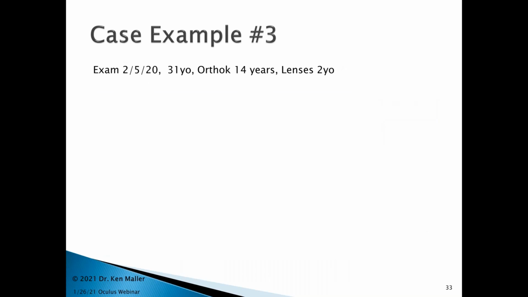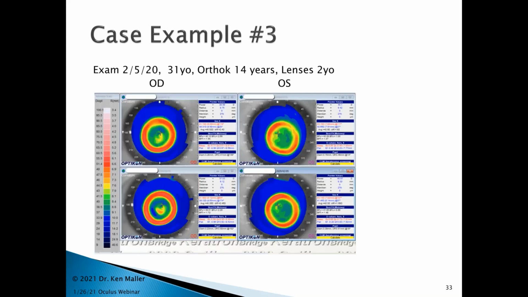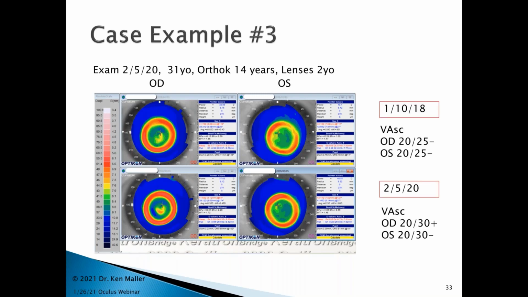She comes in 31 years old. She's 14 years into Ortho-K. These lenses are now 2 years old. And we can see now that there's something very definitively odd about the right eye centrally. It's got a little red blip now, what was a little yellow area there. And we can also see the acuity is not bad. It's dropped from 20/25 minus to 20/30 plus, so maybe a letter or two. So it's not a whole lot worse.